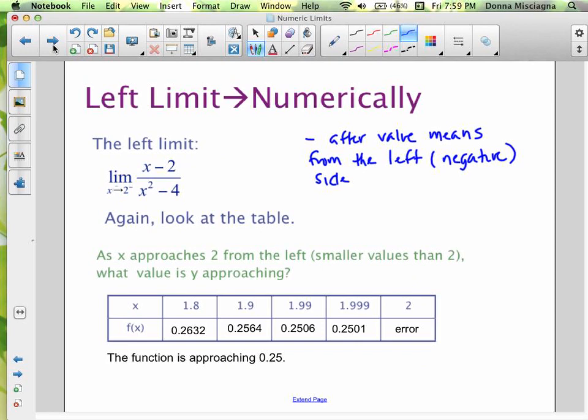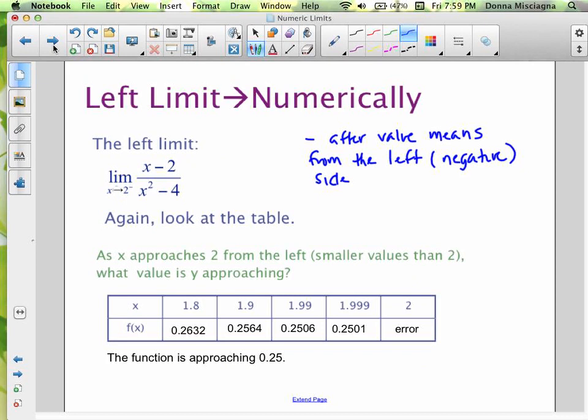If you see a negative after the value, that means from the left or negative side. So we have the limit of (x - 2)/(x^2 - 4) as x approaches 2 from the left. Let's look at the table. We're looking at values of x that are a little bit smaller than 2, and we're looking at what y is approaching.